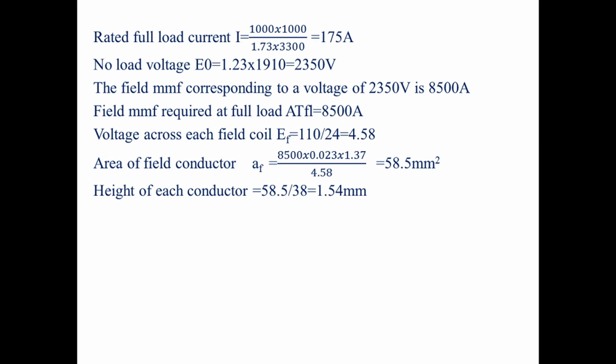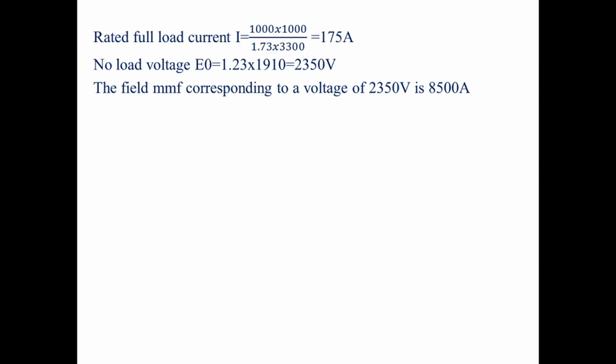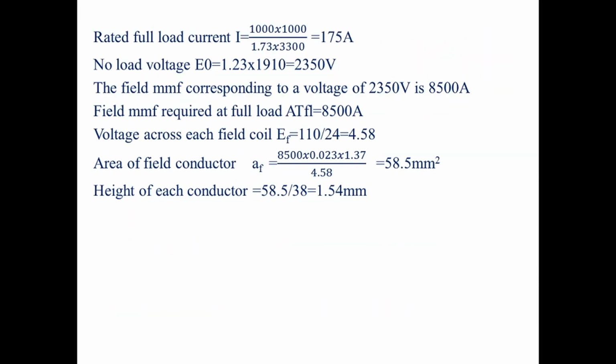8500 amps. So voltage across each field coil is given by EF is equal to the exciter voltage, 110, divided by 24. What is the value of 24? 24 is the number of poles. So voltage across each field coil is EF equal to 110 divided by 24. So we will be getting 4.58 volts.